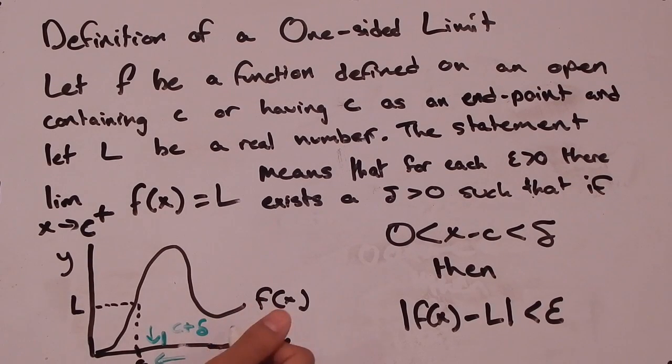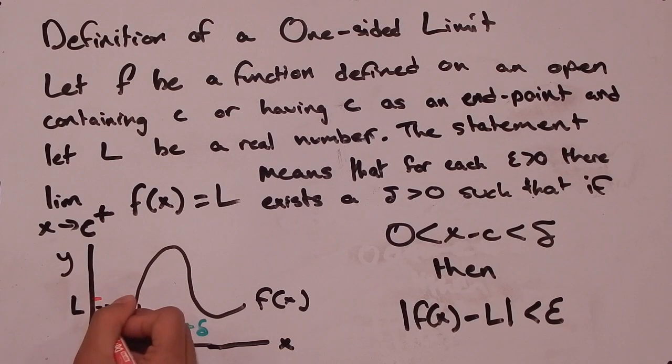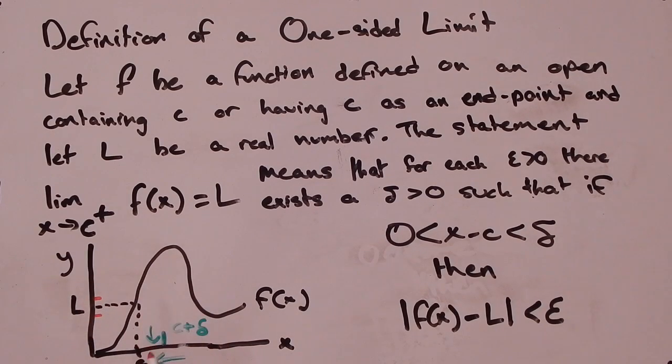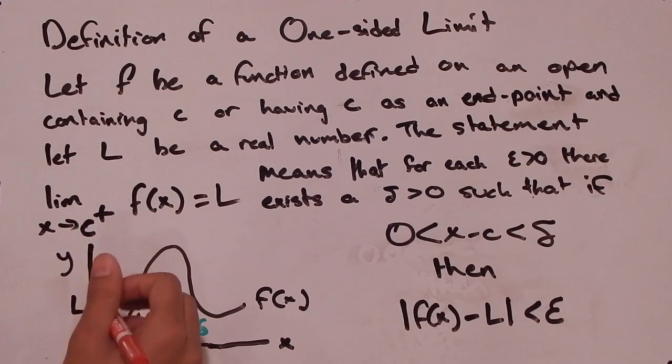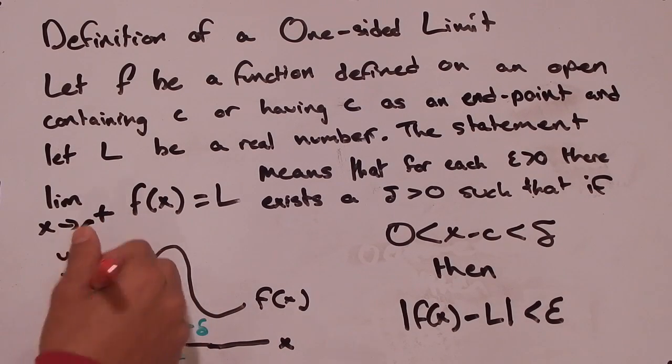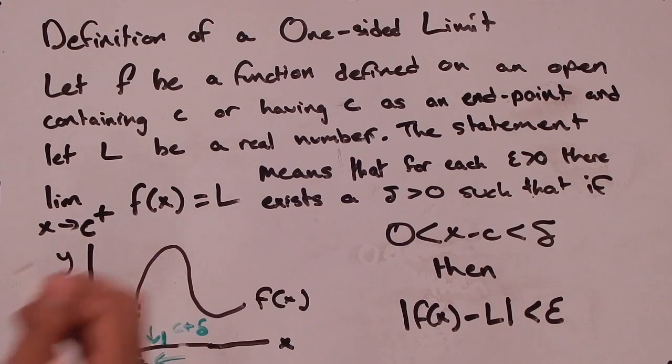And we should be able to find a delta value such that given any epsilon value, this is still an interval around both sides of L, we'll be able to find a corresponding delta value such that all the f of x values that we get from x values inside that interval defined by c, in between c and c plus delta, I should say, all those x values will give us f of x values in the interval around L, defined by the size of epsilon.